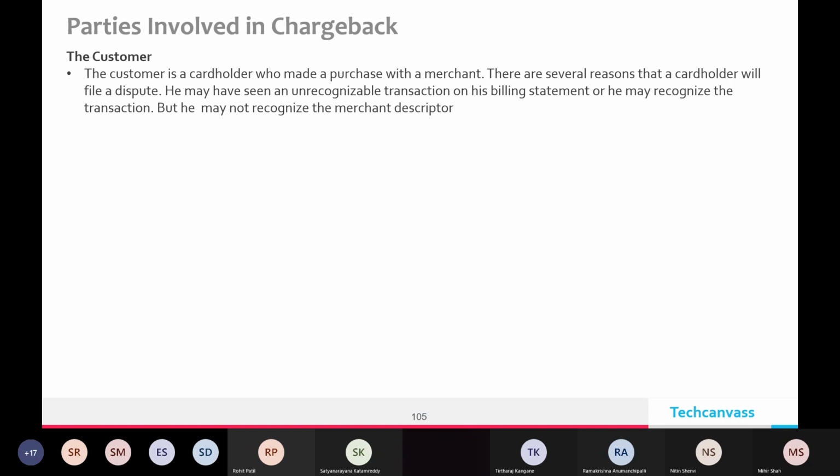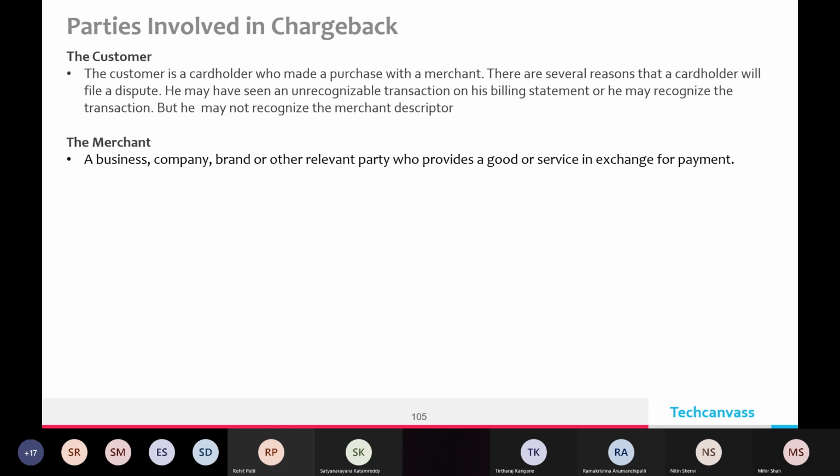What are the parties involved in the chargeback? One is the customer. The customer is nothing but the card holder who made a purchase with a merchant. There are several reasons that a card holder will file a dispute. One is that there could be some unrecognizable transaction on the billing statement. Whenever you look at your credit card transactions, you may see some random name and not be able to figure out where you spent the money. Those kinds of scenarios also sometimes make customers raise a chargeback.